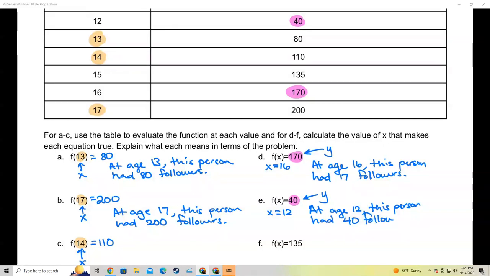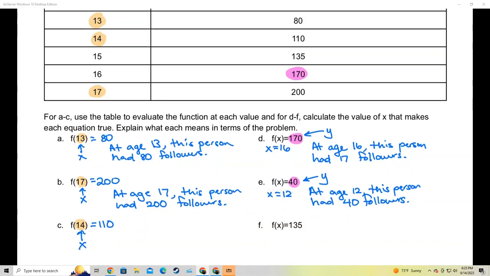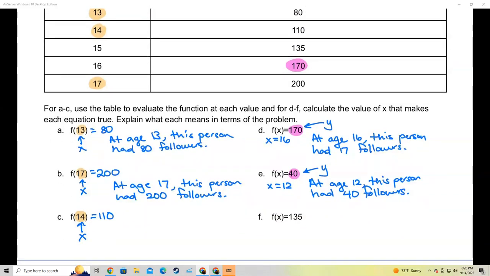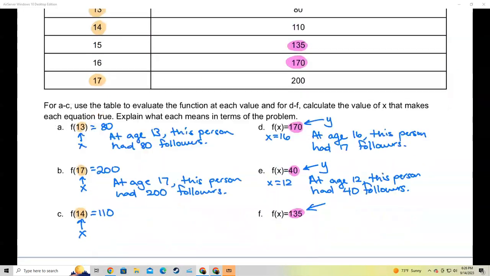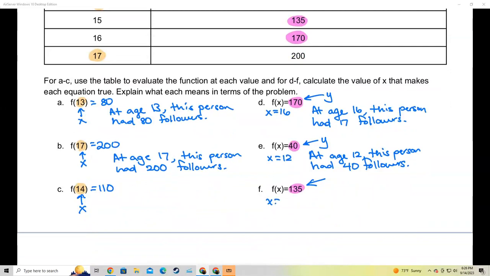And again, in the interest of time, I'm just going to go ahead and speed run this last one. The 135 is on the outside, making it a y value. When I look at my table, the 135 y value is here. That must match up with an x value of 15. So this must mean that x was 15. And if I were to write a sentence, it would say something like, at age 15, this person had 135 followers. Okay, so that takes care of the first example.